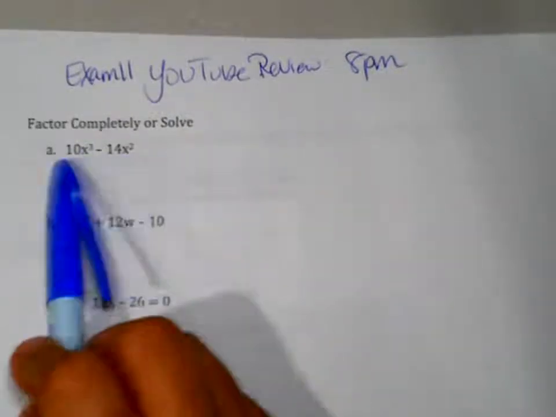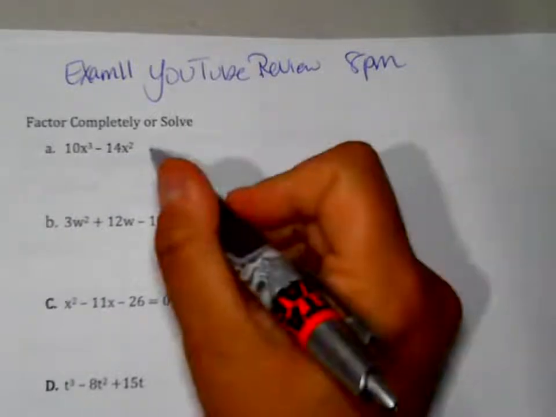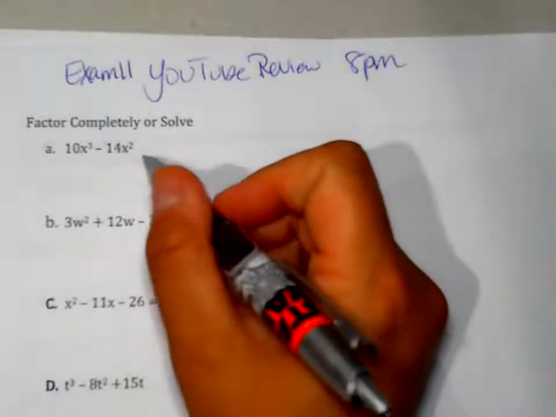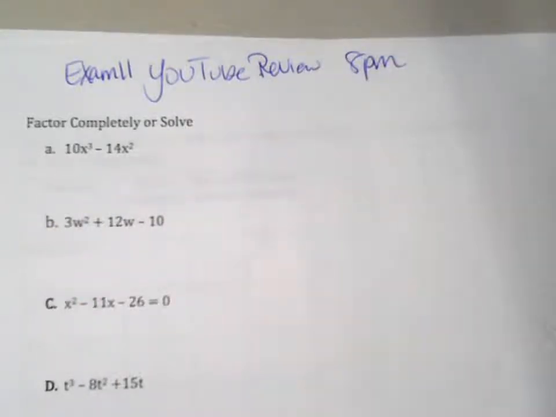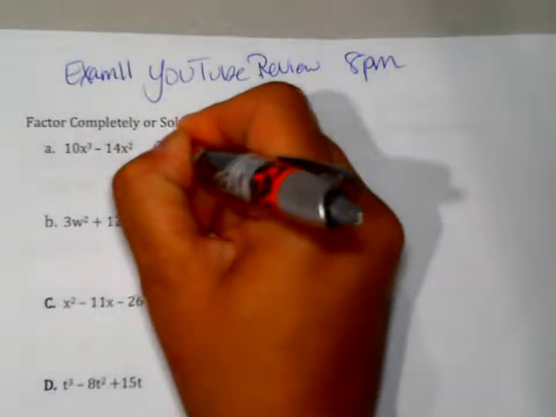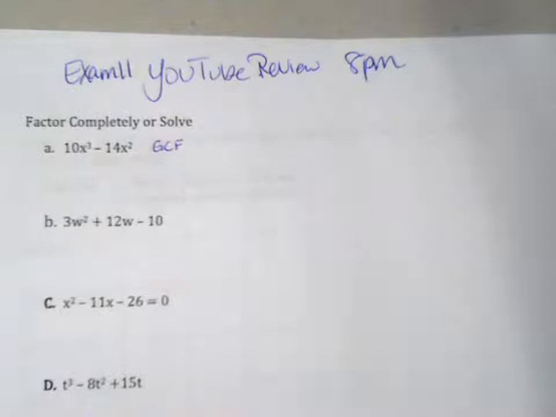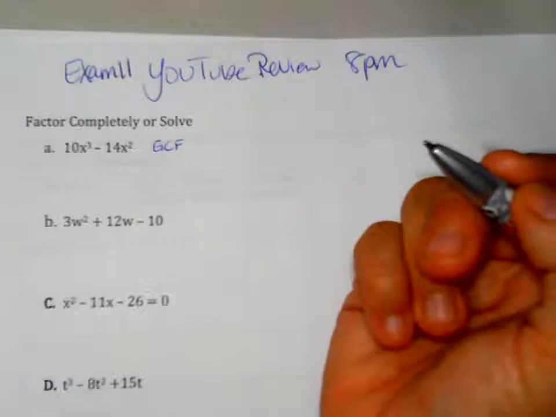Okay, so for this one right here, are we going to factor or are we going to solve? Well, there's no equal sign in this one, so our only option is going to be to factor. That's your only choice. And we need to factor out the greatest common factor. So we're looking for the GCF. What's the biggest thing that I can take out of both of these? If you're not sure, you can always do a factor tree to figure it out.